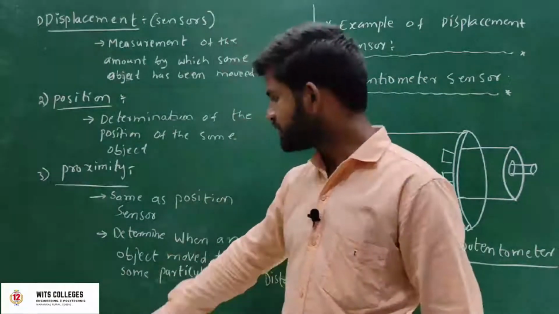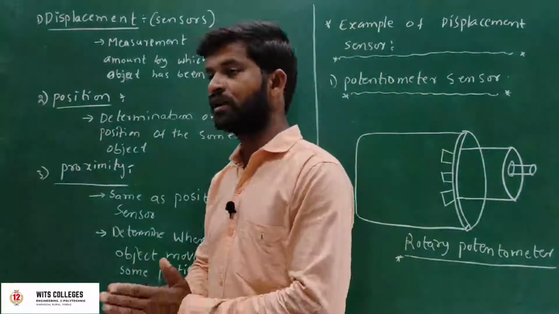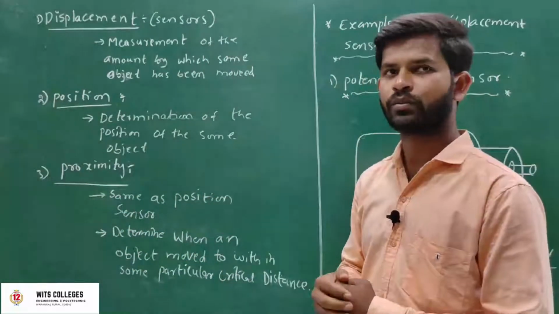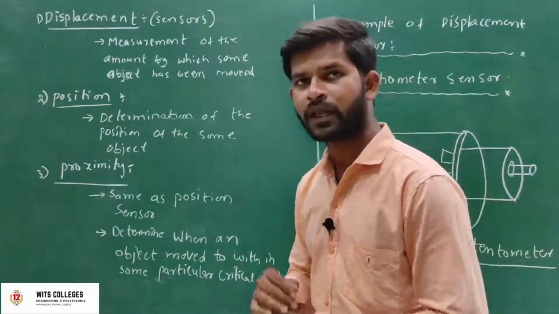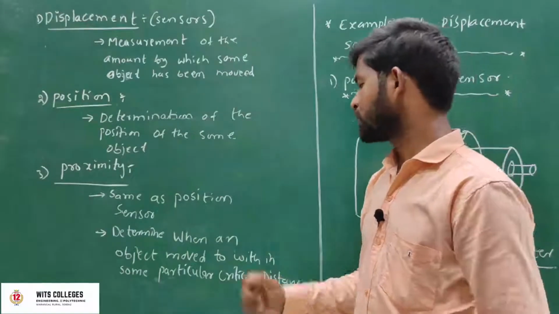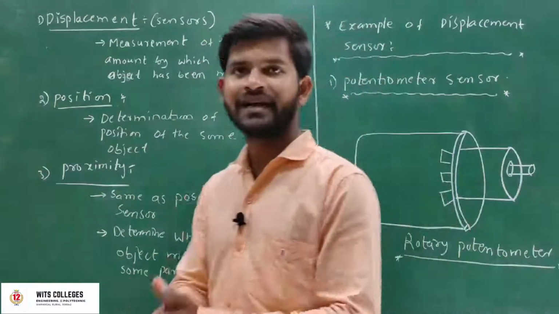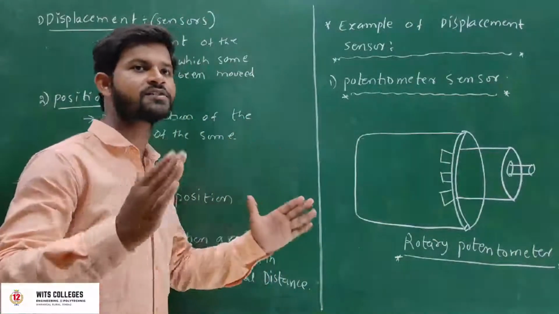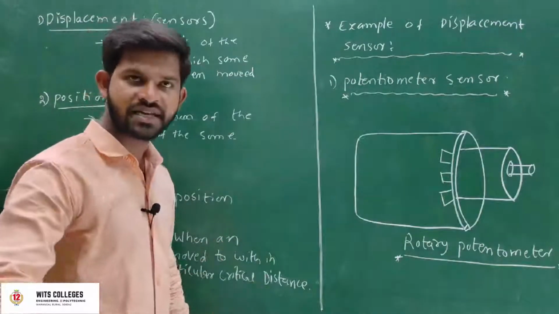A proximity sensor is the same as a position sensor, but with one change. That change is that we can determine when the object moves within some particular critical distance. Only when the object is within some critical distance can we use the proximity sensor.